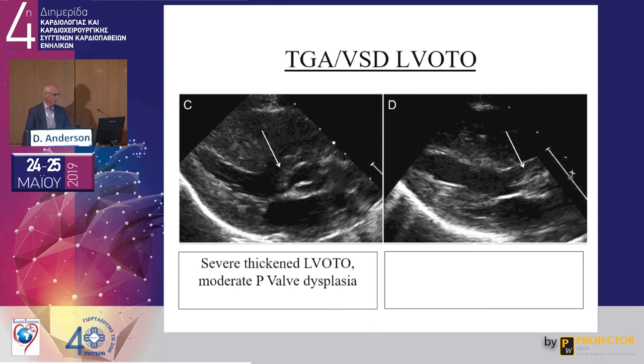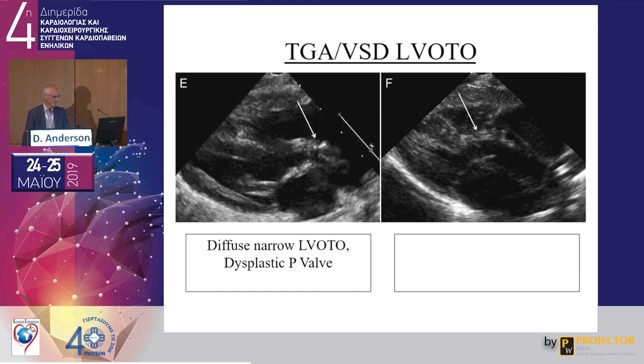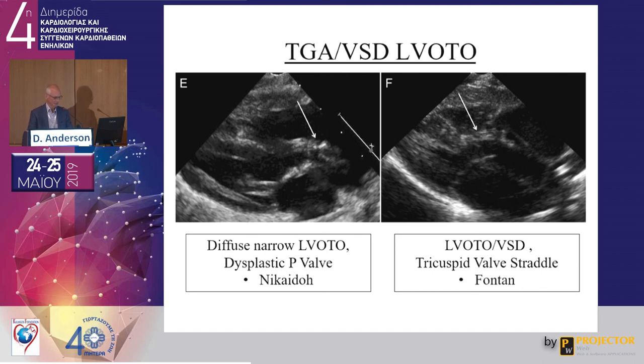If there is more severe thickening of the left ventricular outflow tract with a degree of pulmonary valve hypoplasia, they suggest that there should be a consideration of a late arterial switch combined with muscle resection and perhaps also a pulmonary valvuloplasty. However, if there is severe pulmonary valve dysplasia, their recommendation is for the Rastelli procedure. In the context of a diffusely narrow left ventricular outflow tract combined with a dysplastic pulmonary valve, their suggestion is for the Nikaido operation. And finally, in association with straddle of the tricuspid valve, that there should be a Fontan procedure. I cannot dispute any of that.